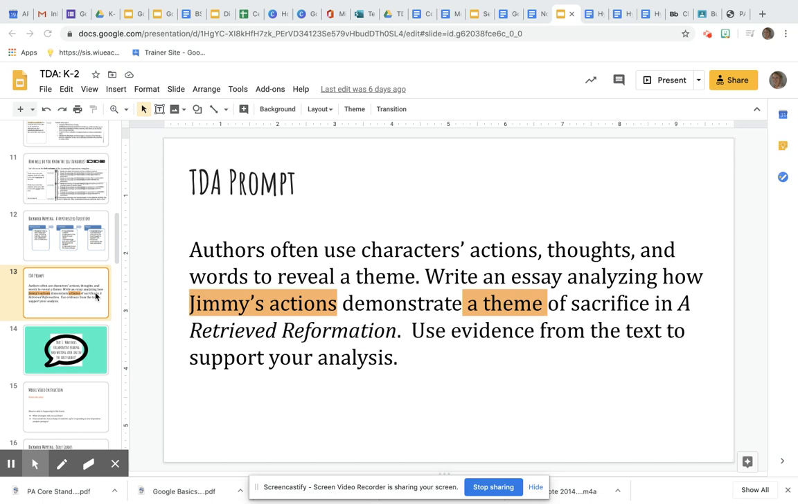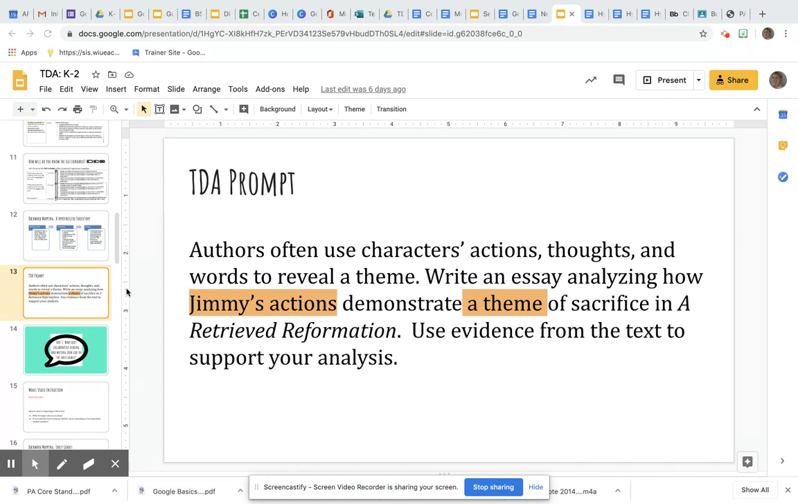I wanted to show you a text-dependent analysis prompt that students see when they get to grades 4, 5, 6, 7, and 8. You may have never seen an actual TDA prompt because you don't teach those grade levels, but I wanted to show you what all the work that we've done in this training so far kind of leads up to. So all text-dependent analysis prompts look the same.